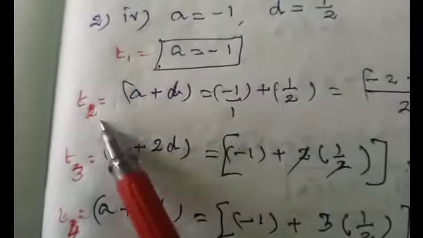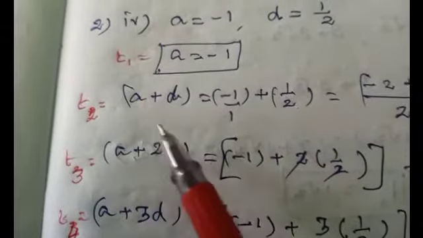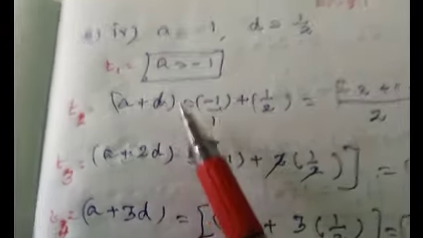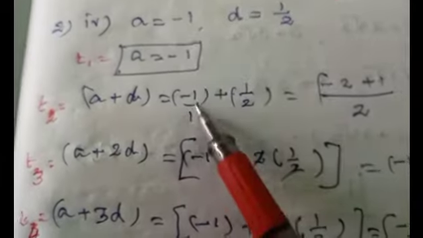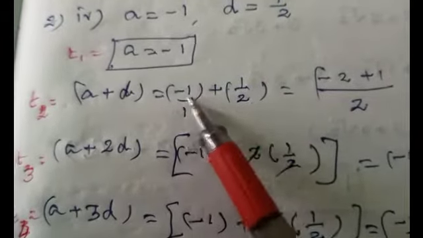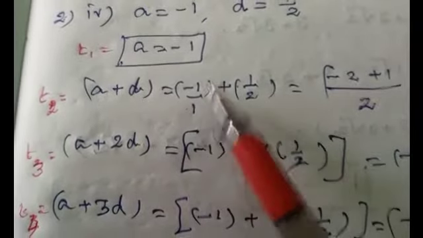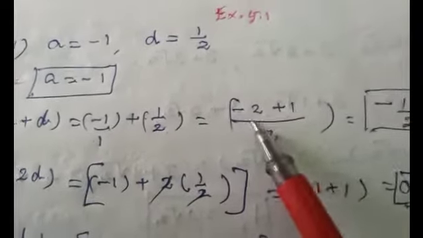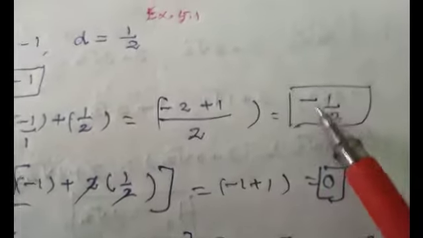And for the second term, t2 means a plus d. So minus 1 plus d, that is 1 by 2. So this is minus 1 by 1 plus 1 by 2. By taking LCM, 1 and 2 is 2, and by cross multiplication, that is minus 2 plus 1 by 2. So that becomes minus 1 by 2.